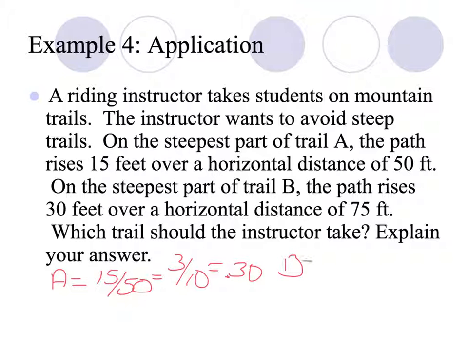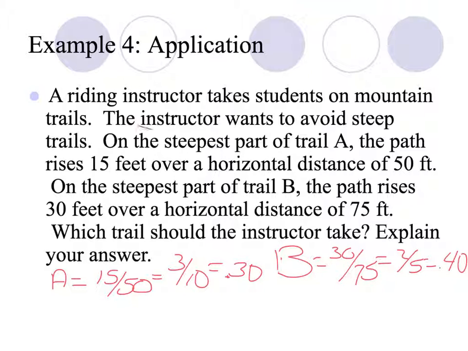For trail B, oh, that's a bad B. Let me rewrite that B. For trail B, that's a little better. We have 30 over 75, which will reduce down to 10 over 25. So then I can divide by 5. So that's 2/5, which is 0.40 as a decimal.